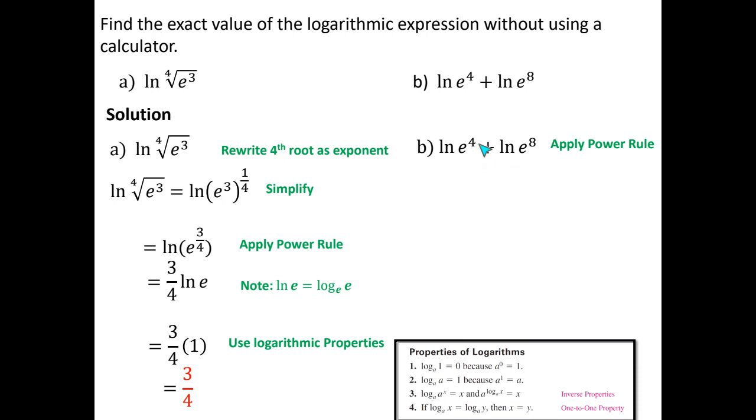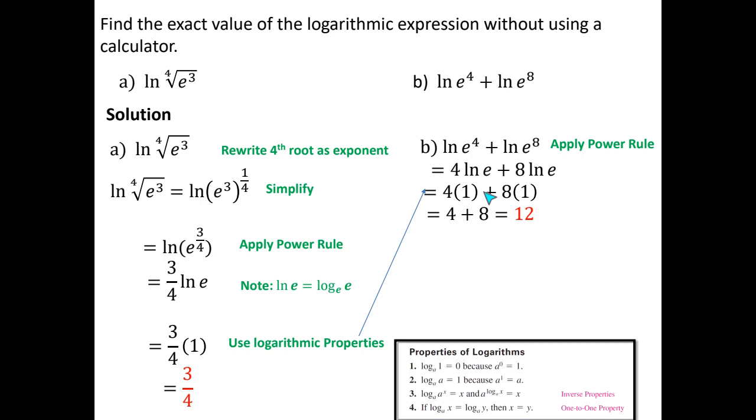Okay, here we have exponents. So first we can get rid of these exponents by applying the power rule. So we're going to take those exponents to the front. So we have 4 natural log of e plus 8 natural log of e. And then we can simplify. Natural log of e is the same as 1. So we're going to end up with 4 times 1 and 8 times 1. So 4 plus 8 is going to be 12.